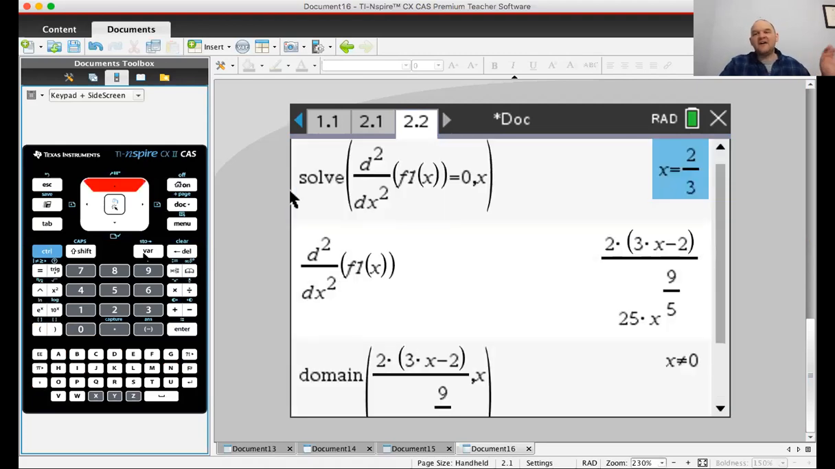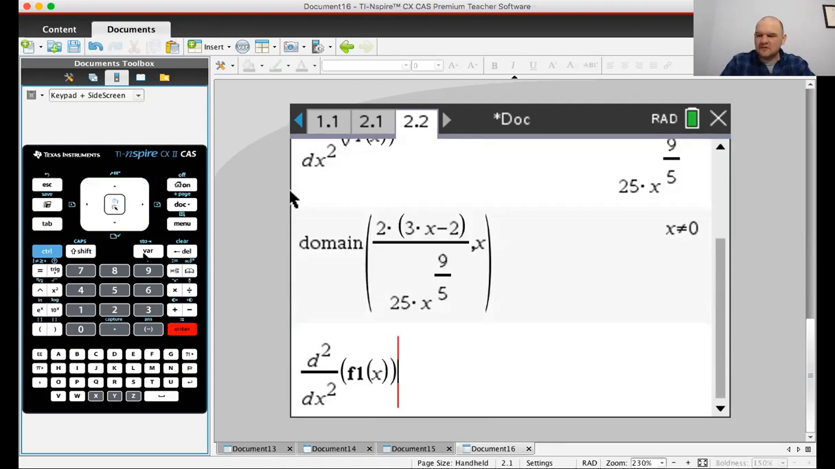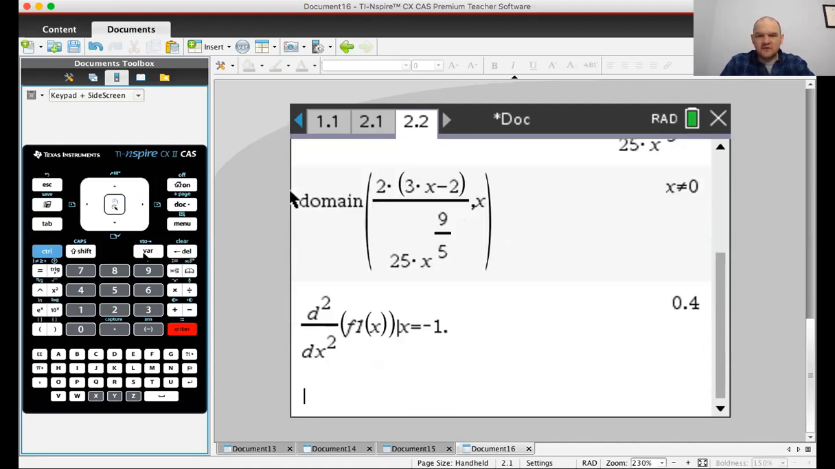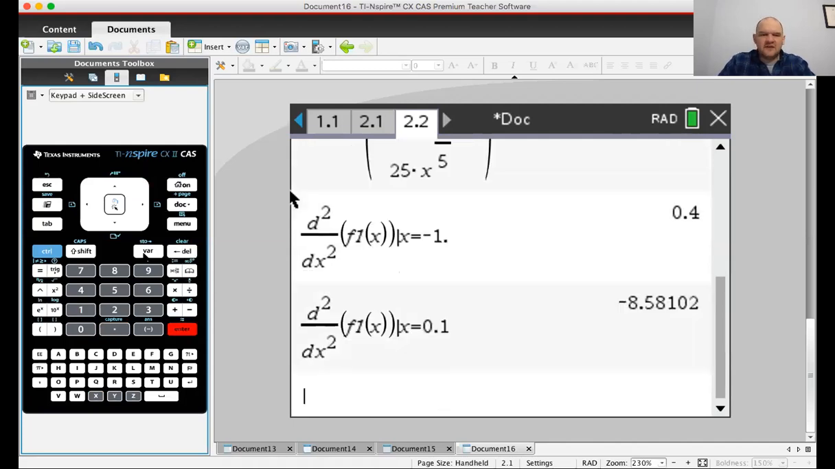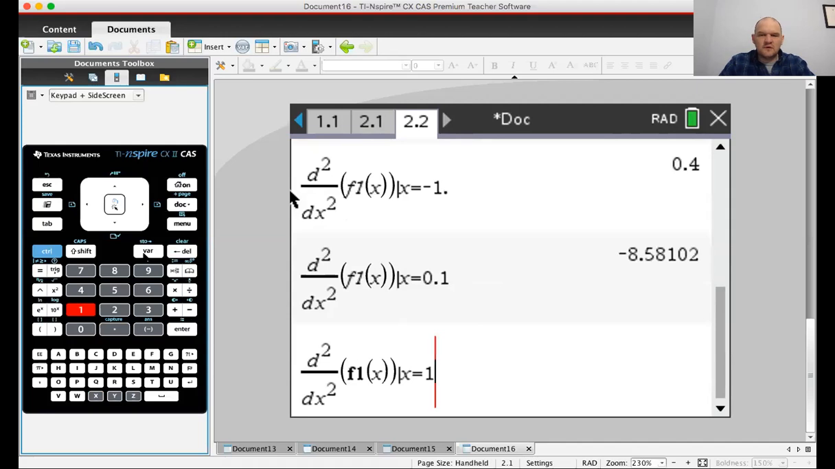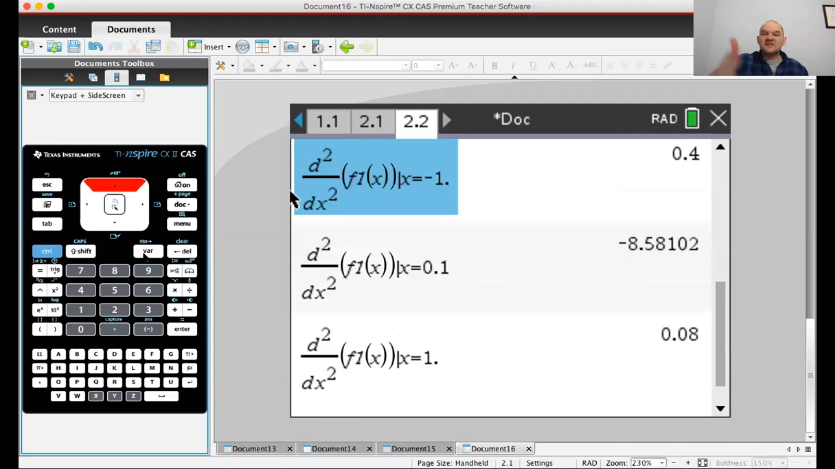So now I have my candidates, right? It's the places where the second derivative is 0 or undefined. So at 2/3 or at 0. And now I can do a fake sign chart type deal: x less than 0, so -1, positive. Between 0 and 2/3, like 0.1, negative, and then greater than 2/3, like 1. I don't know why I'm getting so close to the values. I should go huge, but you can see that there are those sign changes.